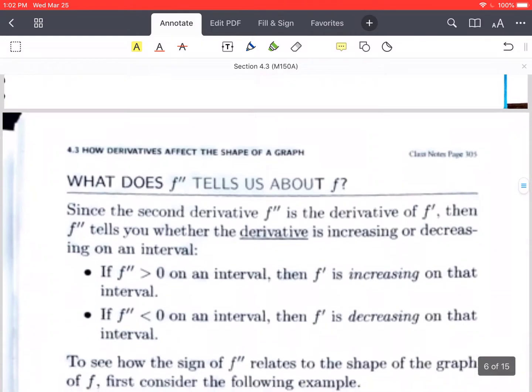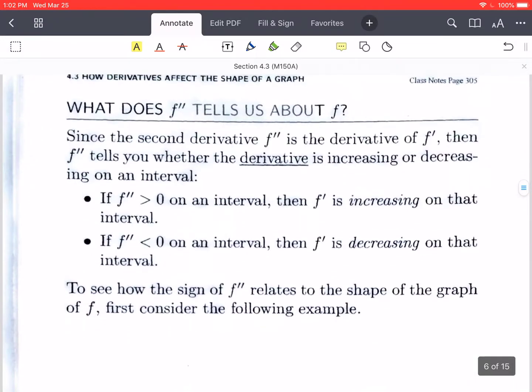Let's keep going. Talk about the second derivative. For the second derivative, remember this one tells us whether f prime is increasing or decreasing. So it's talking about how the slopes are changing. Not just is the graph going up or is it going down, but are the slopes getting higher? Are the slopes getting lower? So it tells us more about the bend of the graph, whether the graph is bending upward or bending downward.